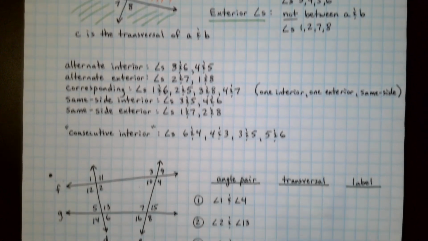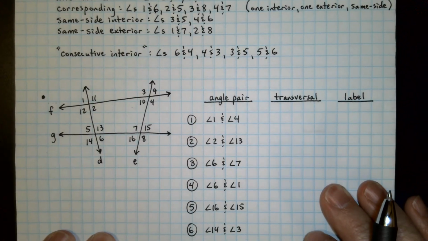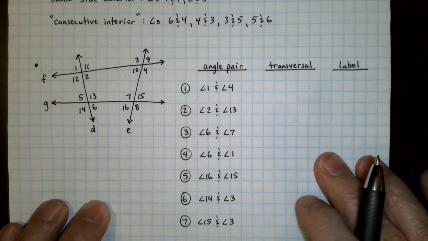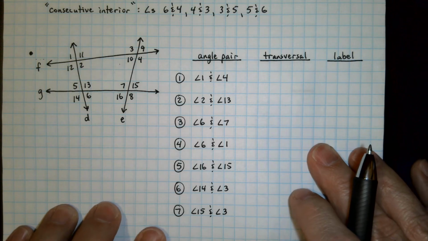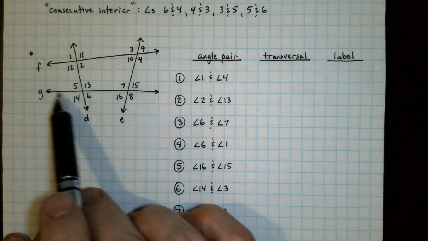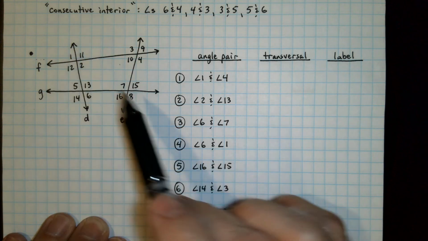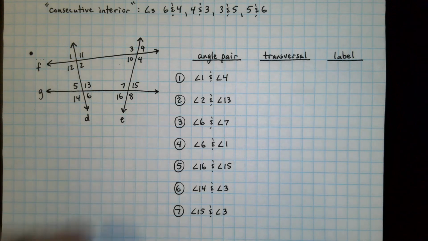Well, let's look at an example where we're going to take a diagram and look at some angle pairs and decide what's the transversal and what's the label that goes with it. We have in this diagram 4 lines. We have line F, line G, line D, and line E. Since we have more than 3 lines, it's going to be important for us to be able to distinguish what the transversal is.